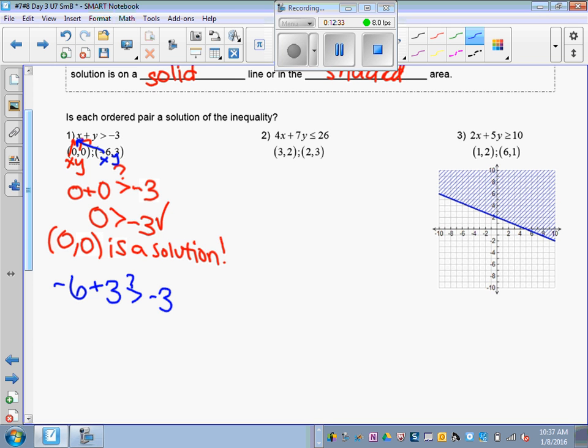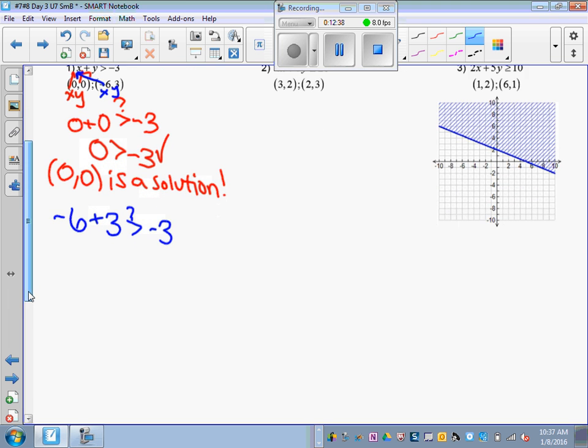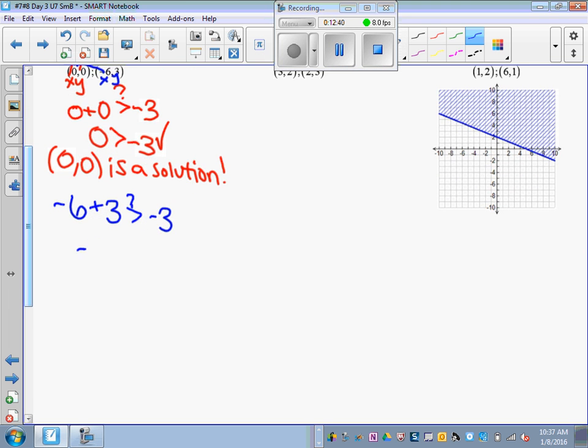It's -6 plus 3. -6 plus 3 is -3, good. Good job, Abdul. Is -3 greater than -3? It's equal, but we don't have the or equal to, do we? So it's not true. It's not greater than that, so it's not a solution. So that point, -6, 3, is not a solution.